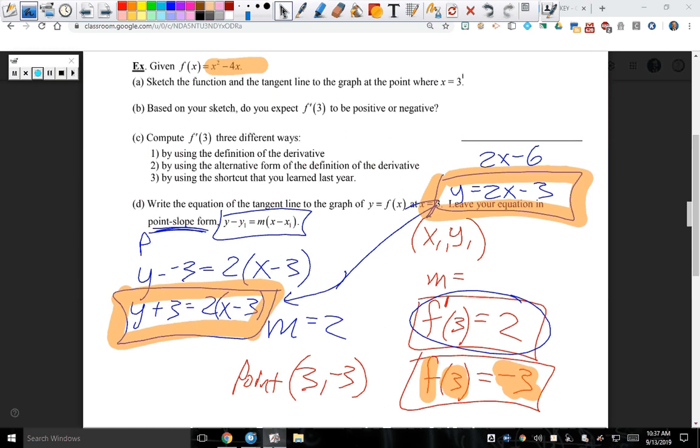Questions so far? Shouldn't it be y equals 2x minus 9? Oh, minus 9. Yes, thank you for catching it. I will add points to your team. Any other questions?